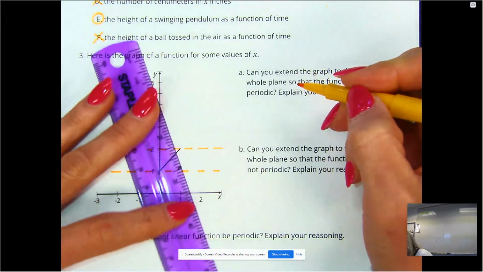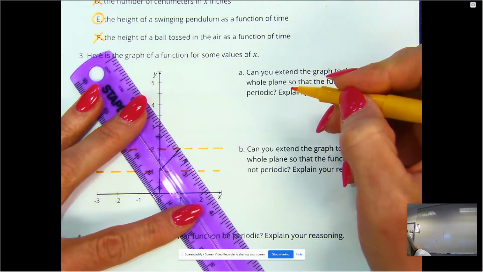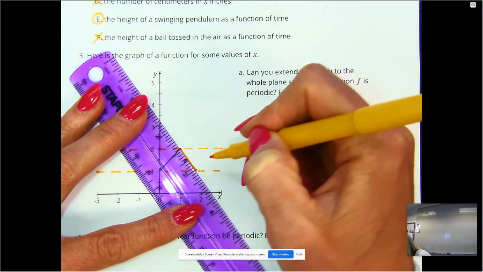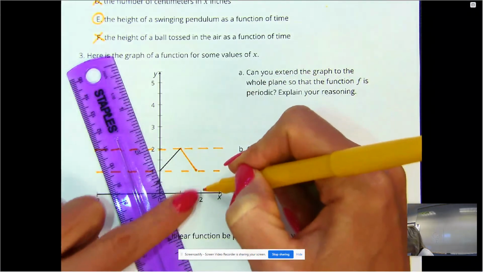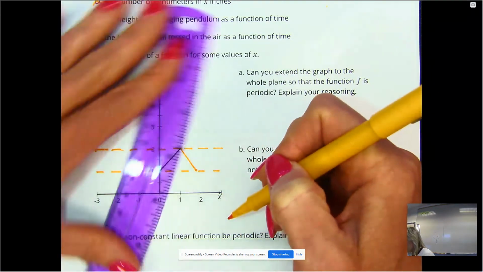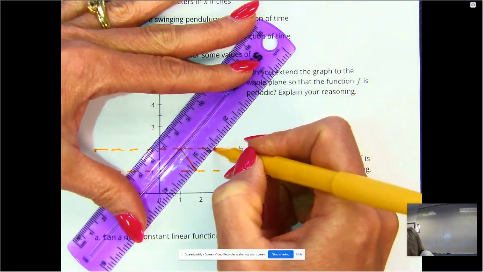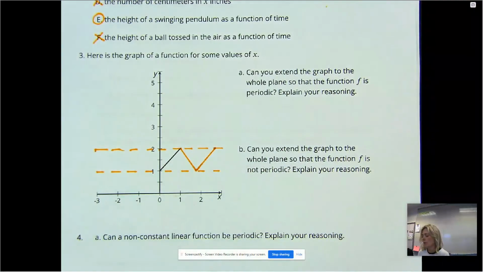So I'm going to make it go back down in another interval of 1. I made it a little bit too short. It should have reached all the way over here to the 2. So let's pretend it did. And then kind of keep it going that way, like a little zigzag.